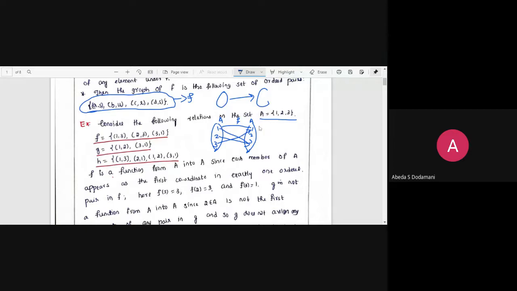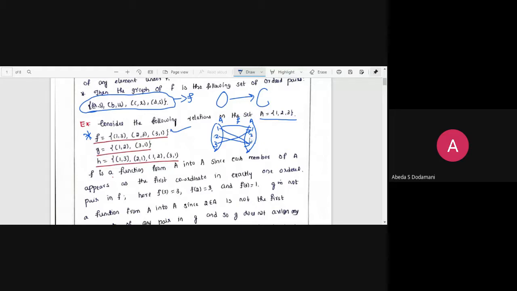Since you can see each and every element of this is mapping to a unique element of the given set. Is it there or not? You have the ordered pairs here in this equation. Whatever function they have given here, we can see that 1 is mapping to 3, 2 is mapping to 3, and 3 is mapping to 1. So every element here is mapping to a unique element. Therefore, this is a function.